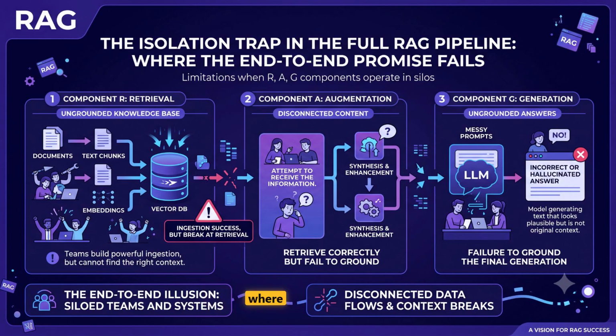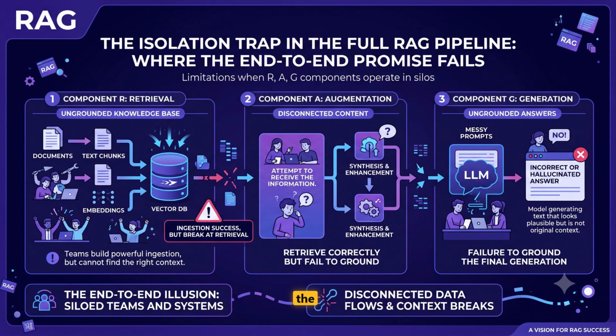Look at the top left corner where bold white text spells out RAG. Right below it on the left side of the screen, you can see teams cheering as they build massive ingestion pipelines, churning documents and text chunks into vector databases. But follow the red warning sign pointing to the middle path. All that hard work breaks the second you try to retrieve the right context.